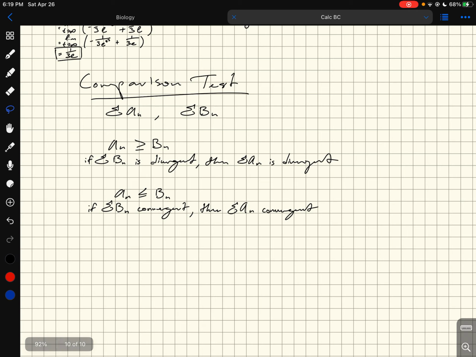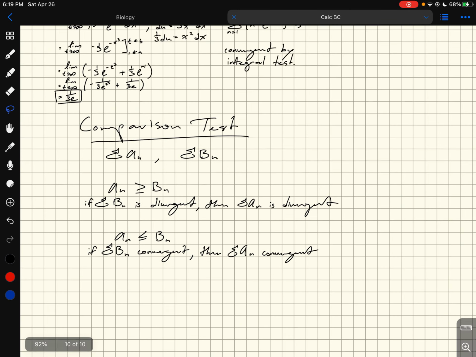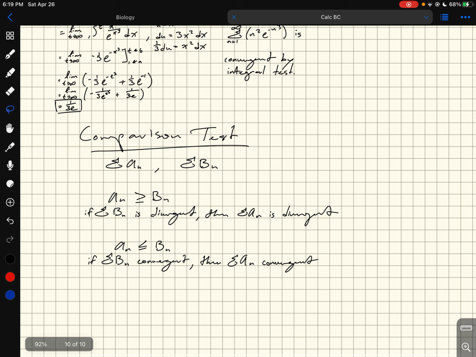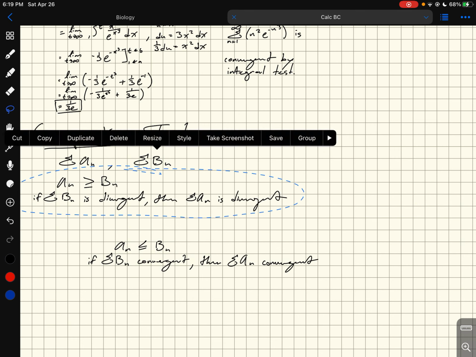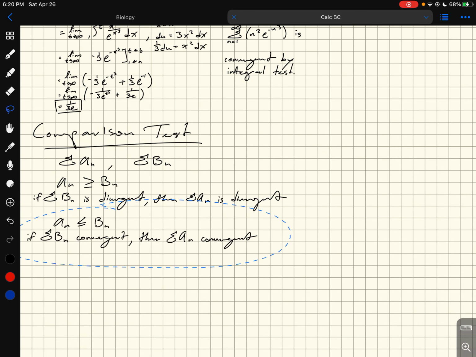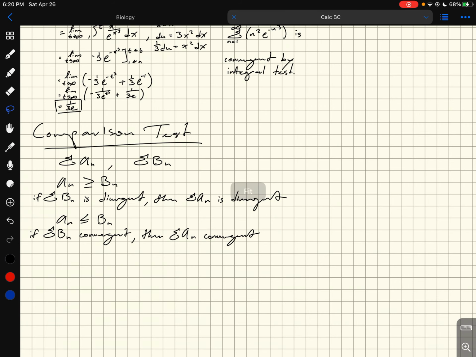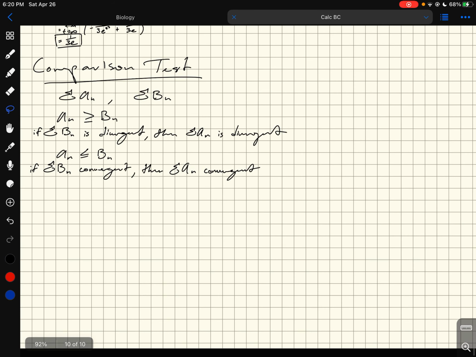And there's a very similar one called the limit comparison test. Oh, I'm out of room. Okay, I'm going to move everything to one side and squish it a bit closer together. Okay, so hopefully that's still legible.